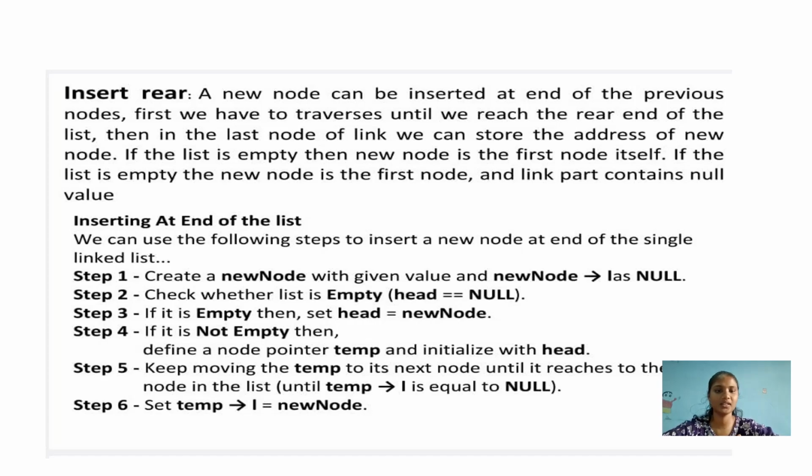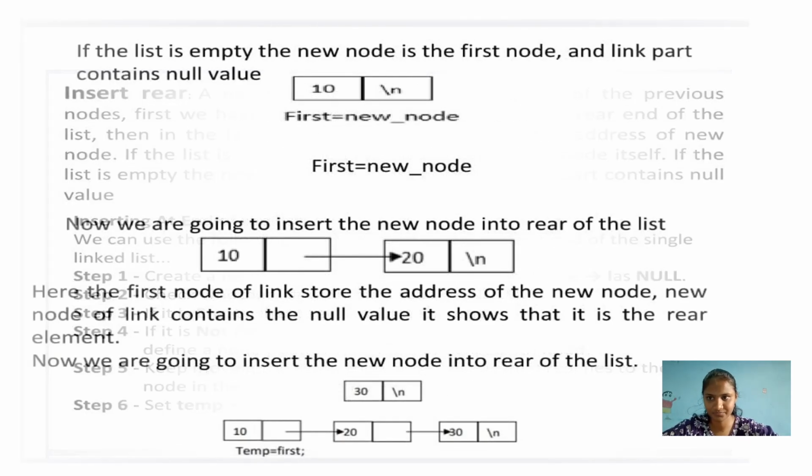Initially, we need to create a new node for insertion. Now, we need to check whether the list is empty or not. If the list is empty, then the newly inserted node becomes the first node. If the list is not empty, to find the last node, we define a pointer temp, which is initialized with the head node. Keep moving temp to its next node until it reaches the last node in the list. Now we find the last node. Now store temp of link equals new node.